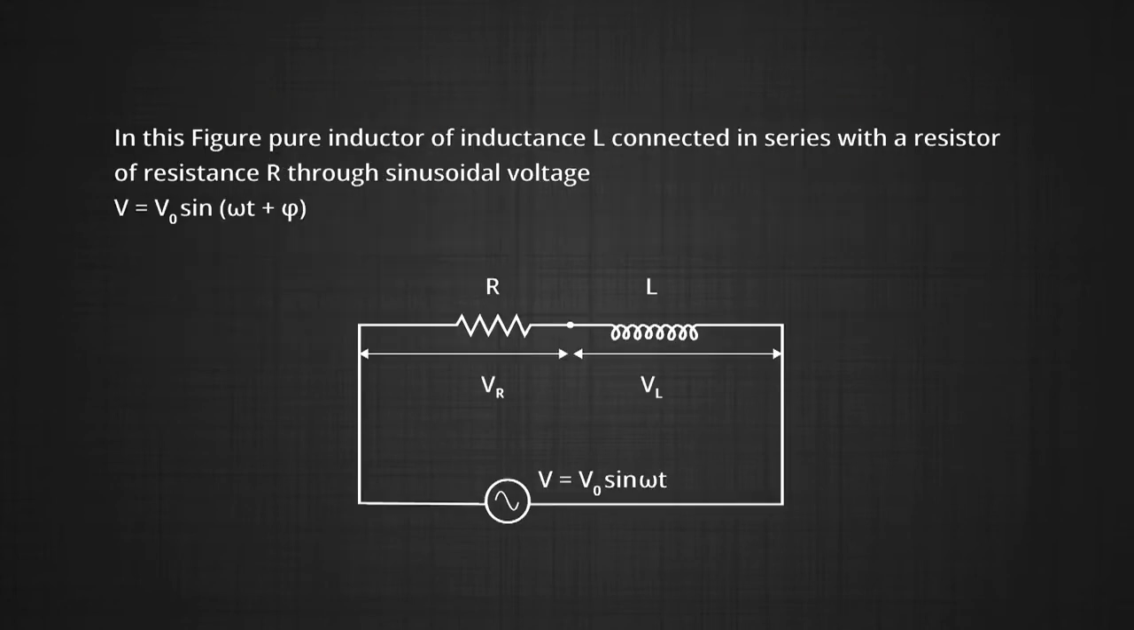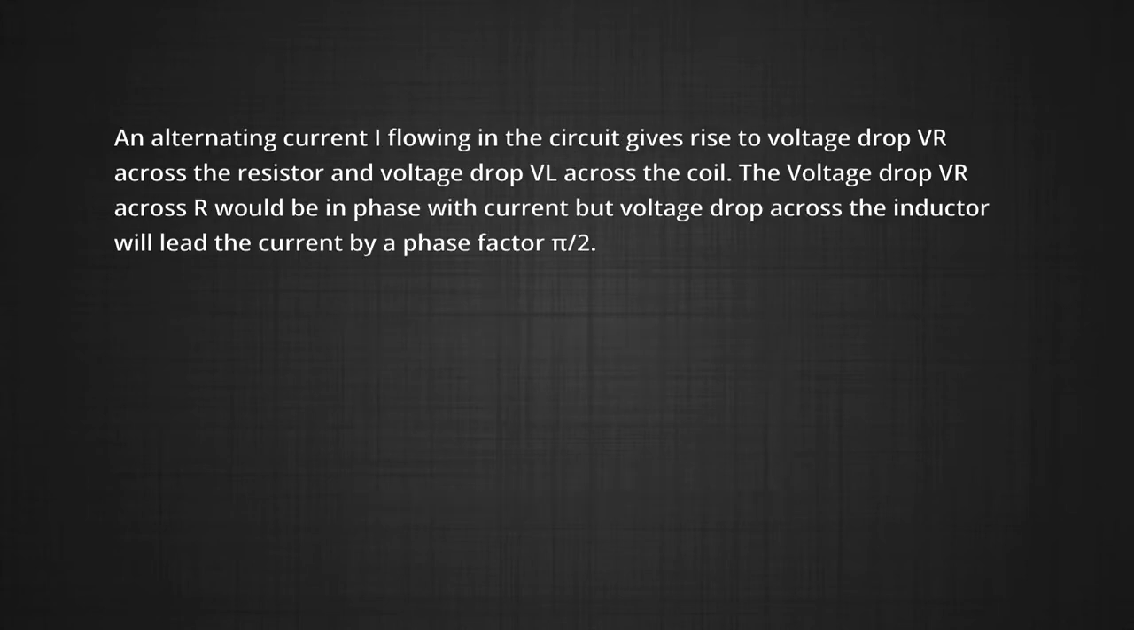Look at this figure: a pure inductor of inductance L connected in series with a resistor of resistance R through a sinusoidal voltage source V = V0 sin(ωt + φ). An alternating current flowing in the circuit gives rise to the voltage drop VR across the resistor and the voltage drop VL across the coil. The voltage drop VR across R would be in phase with the current, but the voltage drop across the inductor will lead the current by a phase difference of π/2.